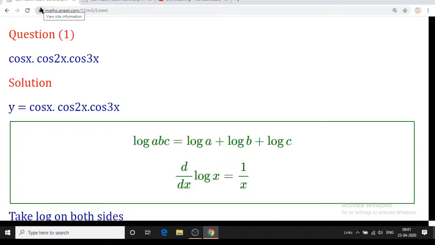Students, today we are going to start with exercise 5.5 of continuity.